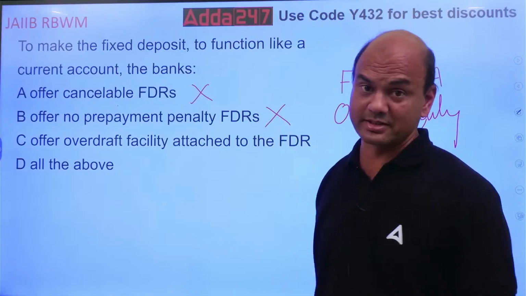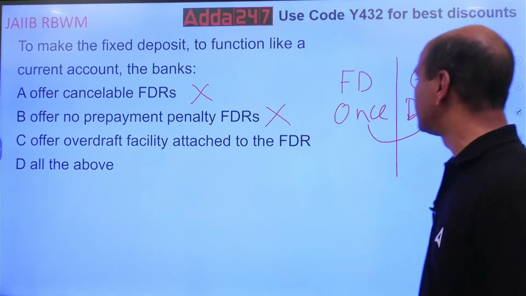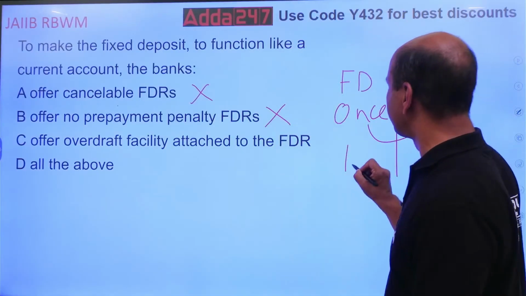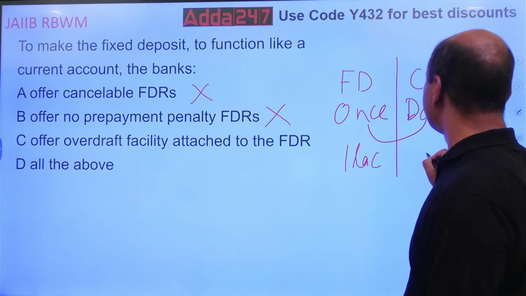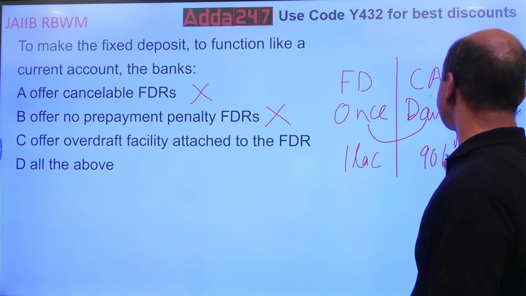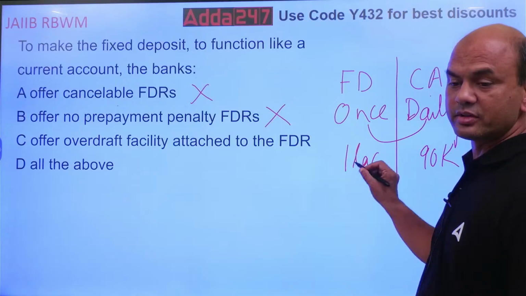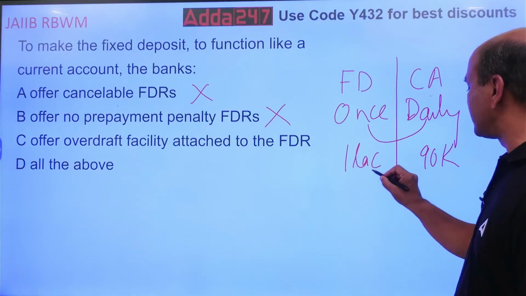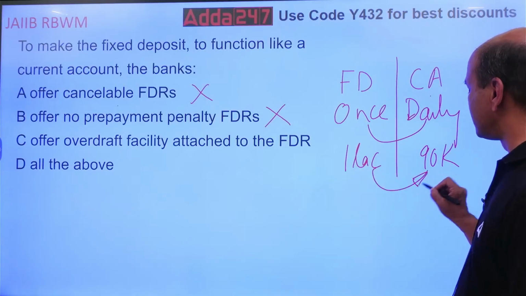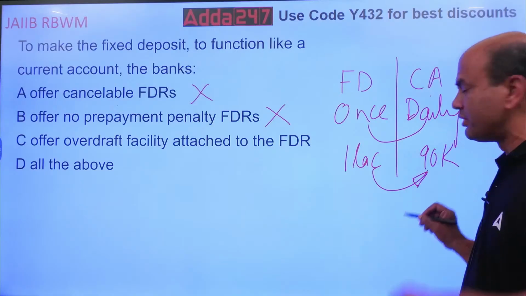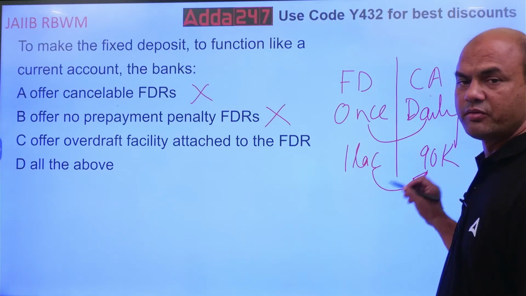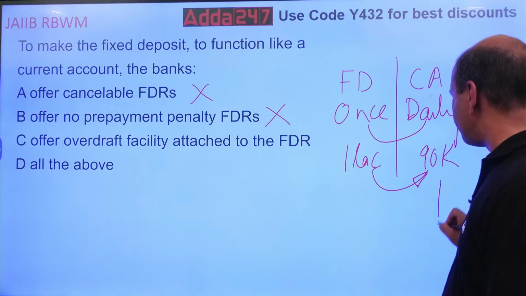OD facility on FDR. This is the one, yes. Because in this, what happens, FD is of 1 lakh. I'll give you 90,000, so both are remaining. The FD is also there, and the 90K I can also use. This is the OD facility. Whenever I want, I'll use it. Whenever I don't want, I'll repay it.